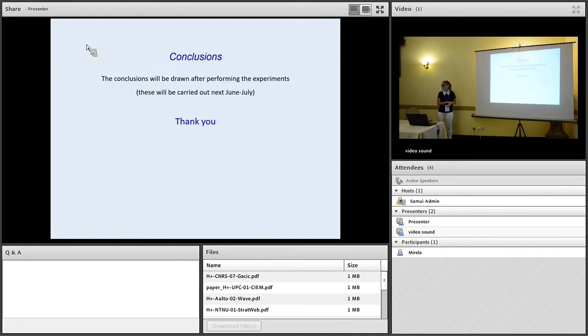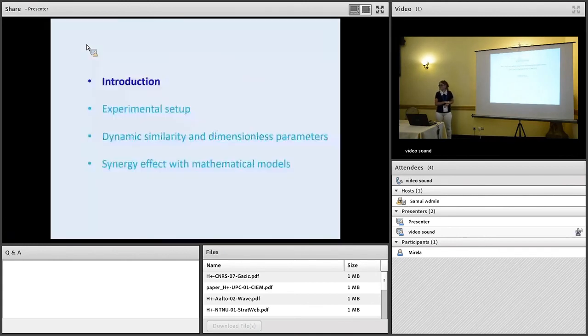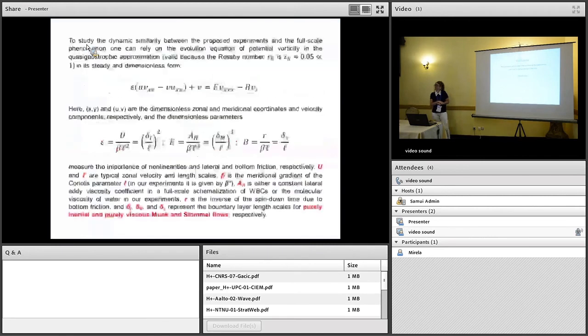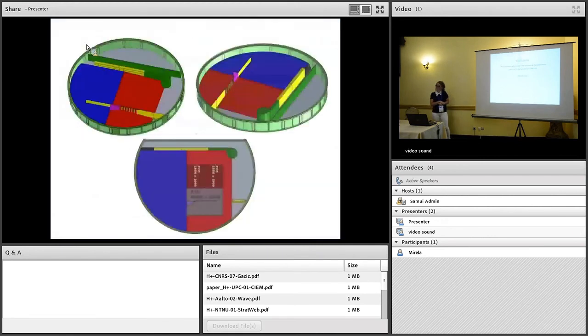So maybe there are already questions when the experiment didn't start. No, just one. How long is each experiment planned?